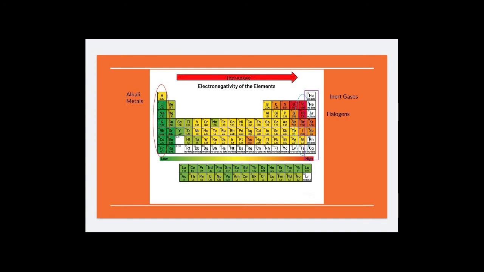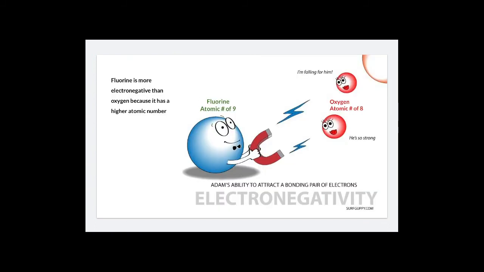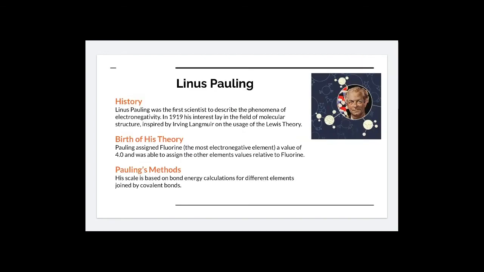Fluorine is the most electronegative element on the periodic table. It is considered more electronegative than oxygen because it has an atomic number of 9, whereas oxygen has an atomic number of 8. Therefore, fluorine will attract oxygen atoms to itself in order to bond to oxygen.